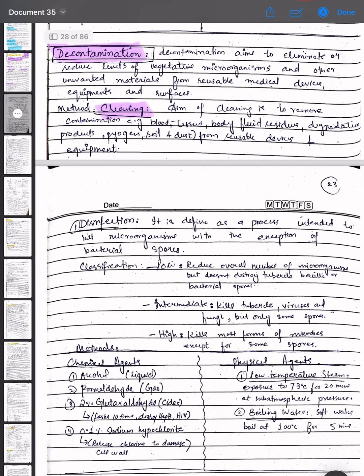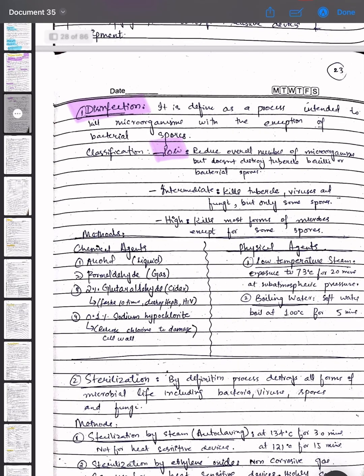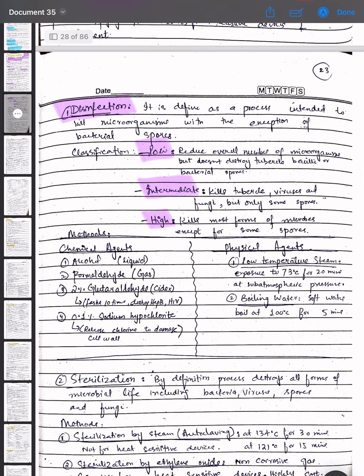Disinfection. Disinfection is defined as a process intended to kill microorganisms with the exception of bacterial spores. Classification: low, intermediate, and high. Low disinfection reduces the overall number of microorganisms but does not destroy tubercle bacilli or bacterial spores. Intermediate disinfection kills tubercle bacilli, viruses, and fungi but only some spores. High disinfection kills most forms of microbes except for some spores.